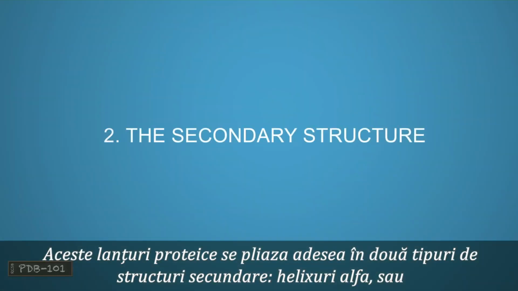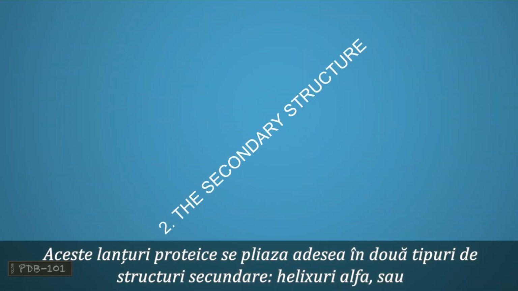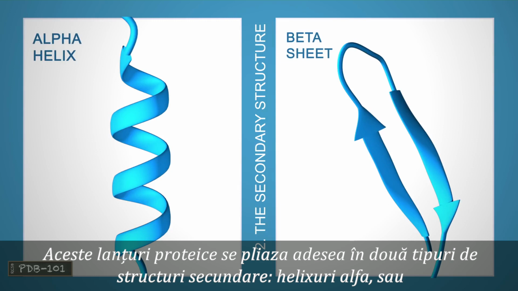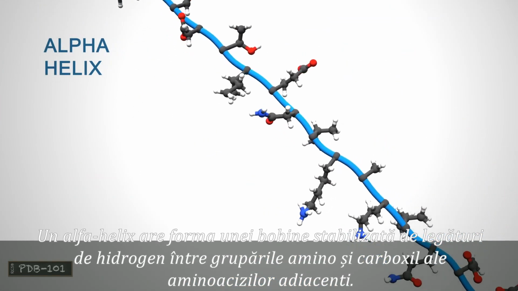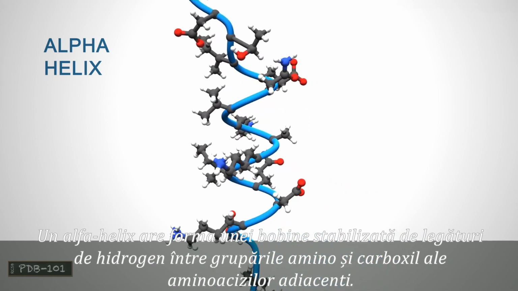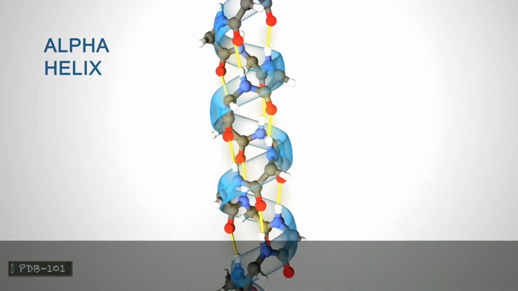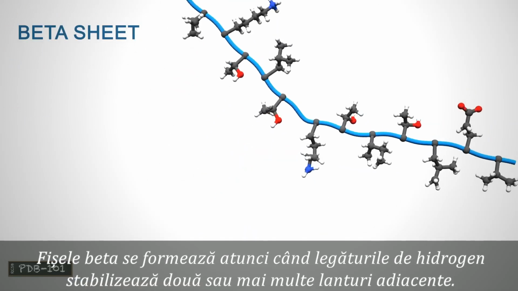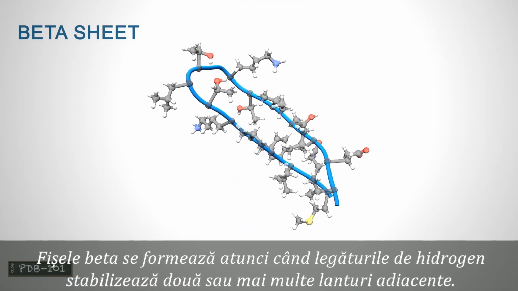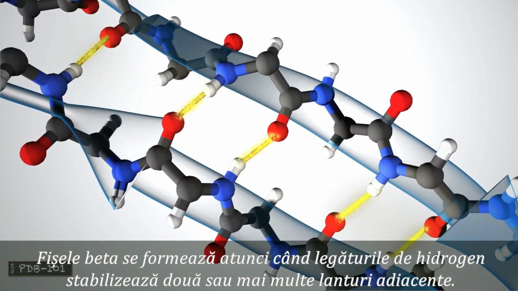Protein chains often fold into two types of secondary structures, alpha helices and beta sheets. An alpha helix is a right-handed coil stabilized by hydrogen bonds between the amine and carboxyl groups of nearby amino acids. Beta sheets are formed when hydrogen bonds stabilize two or more adjacent strands of amino acids.